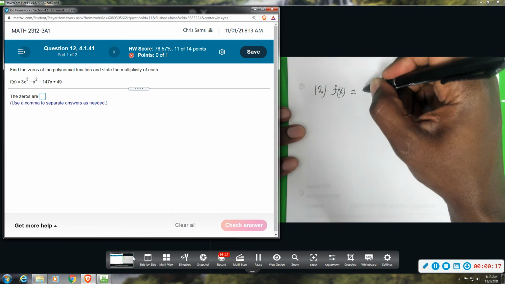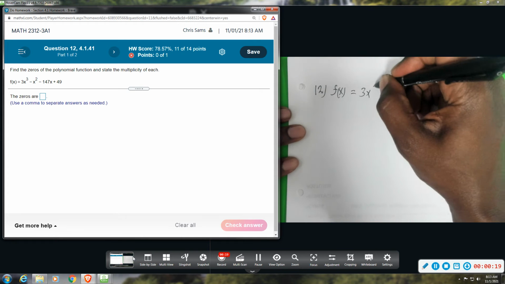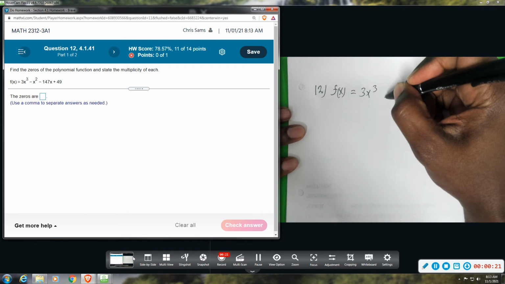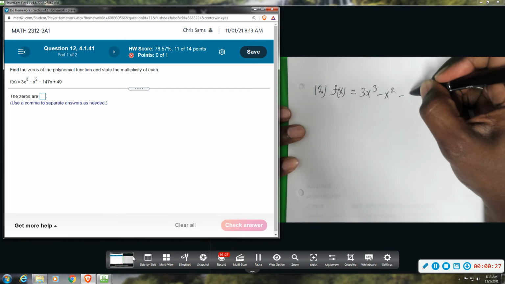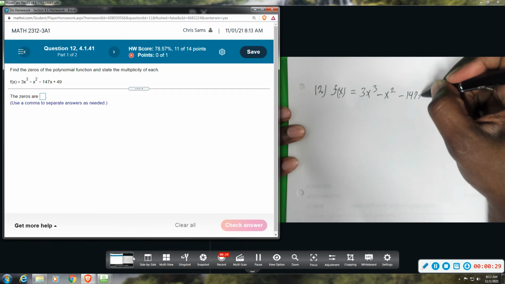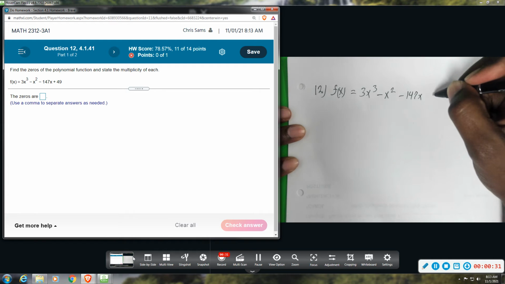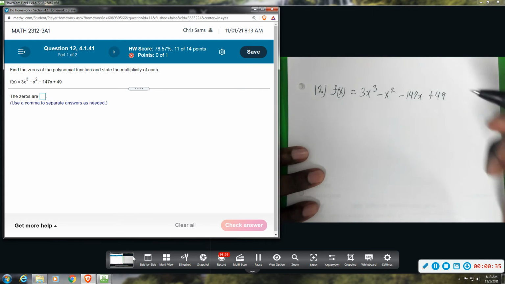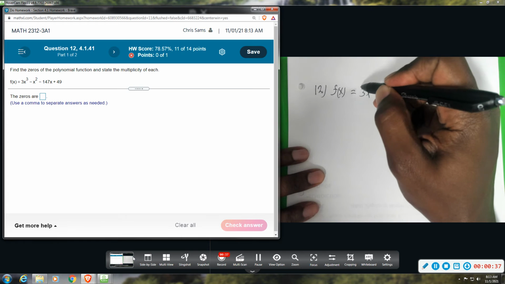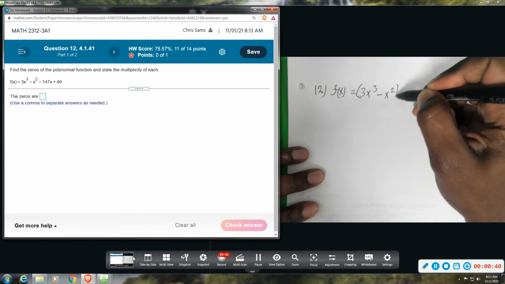So we have 3x to the third minus x squared minus 147x, and then plus 49. Okay, so factor by grouping, we're going to group 2 terms together, 2 at a time.